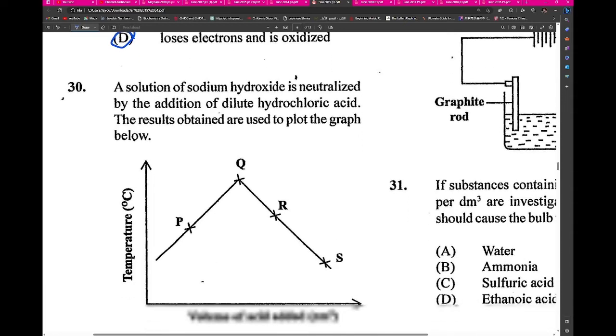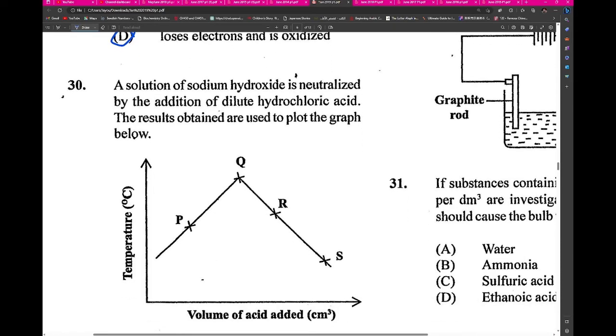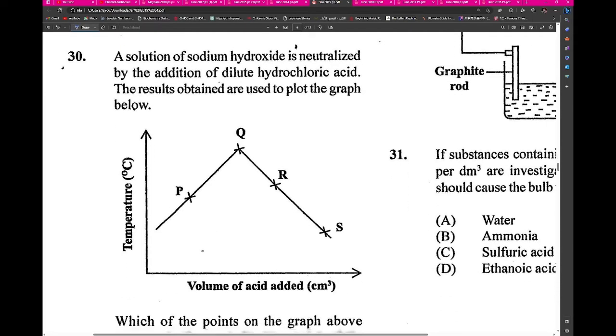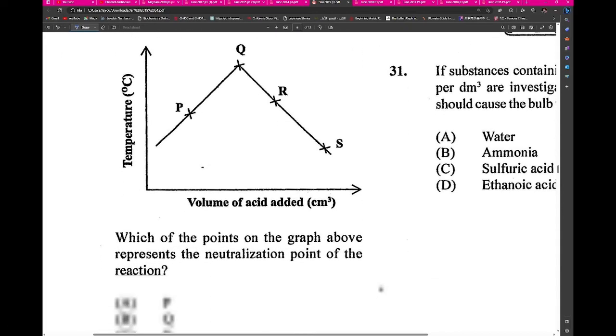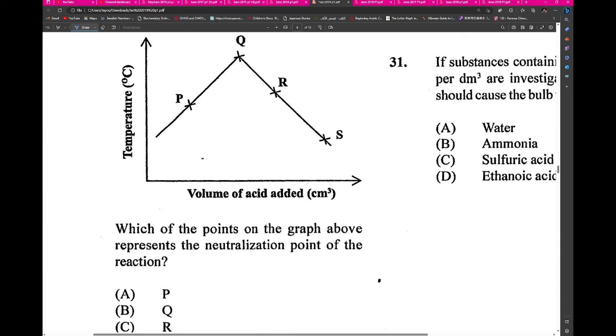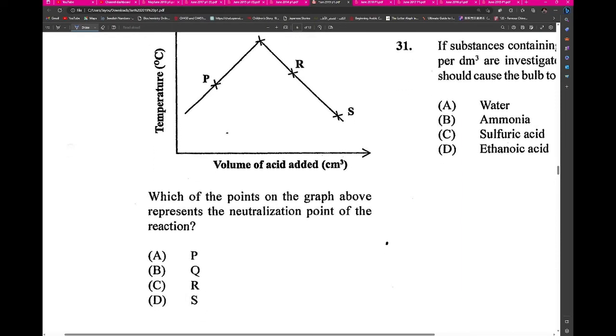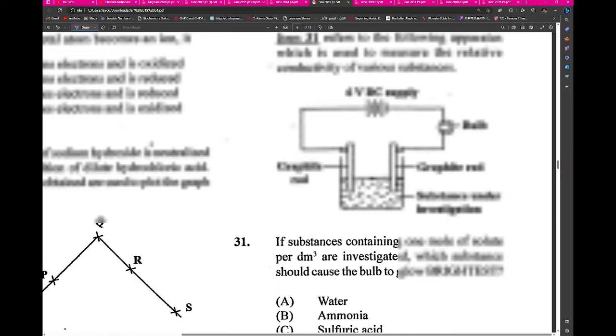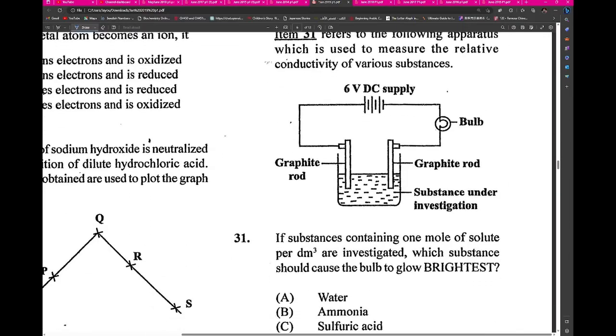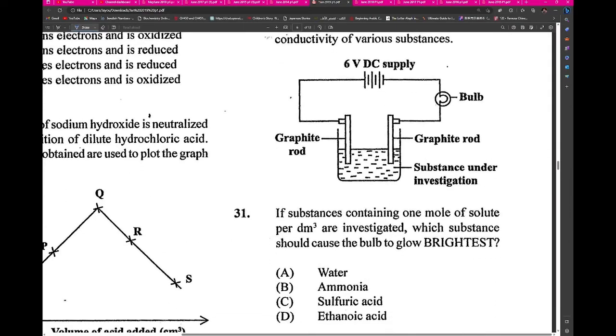A solution of sodium hydroxide is neutralized by the addition of dilute hydrochloric acid. The results obtained are used to plot the graph below. Which of the points on the graph represents the neutralization point of the reaction? It would be Q. If substances containing 1 mole of solute per dm³ are investigated, which substance should cause the bulb to glow brightest? B, sulfuric acid.